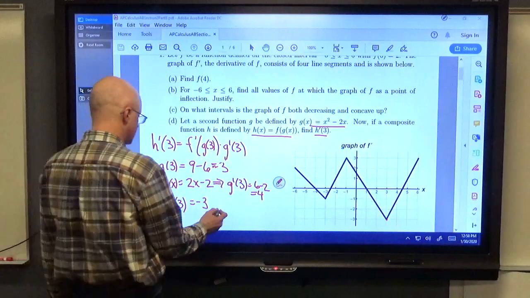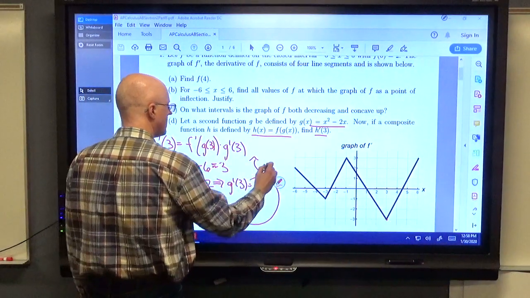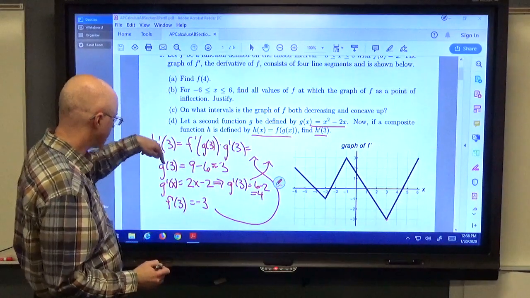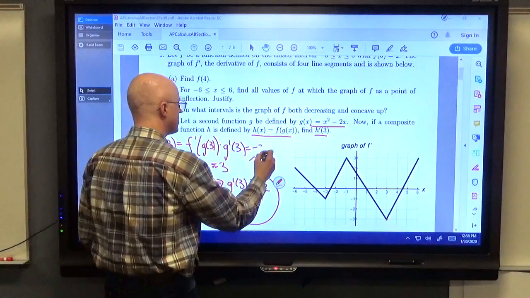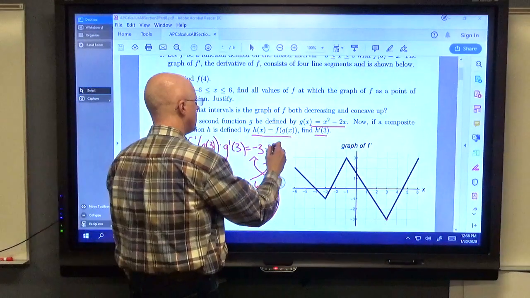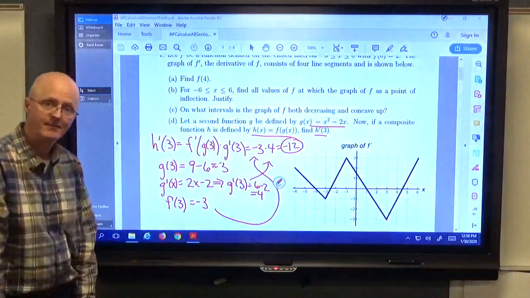So the final answer can be found by plugging these things in here. F prime of g of 3 is f prime of 3 because g of 3 is 3, which is negative 3. That's the negative 3 first. Times g prime of 3, which is 4. The answer is negative 12 for part D.